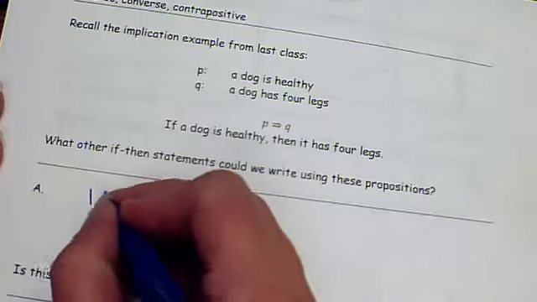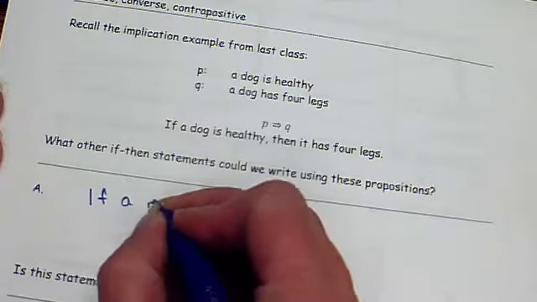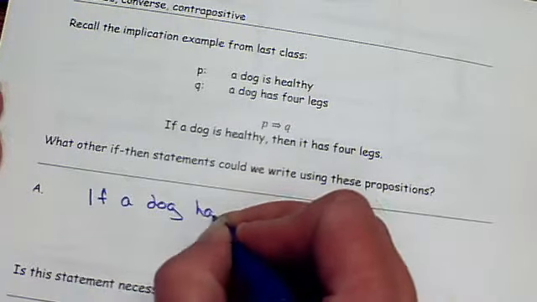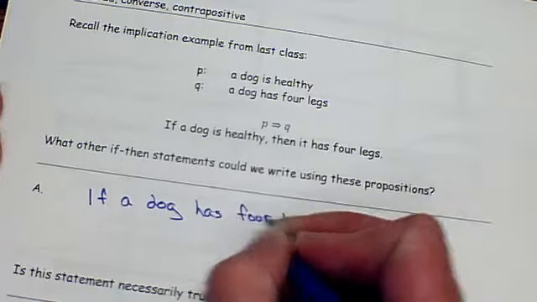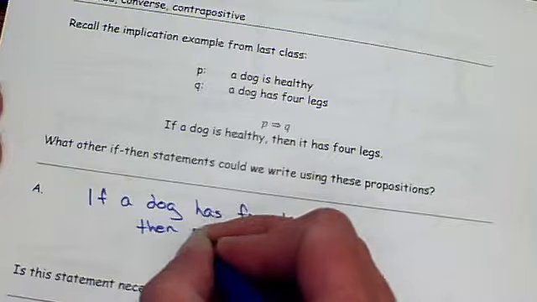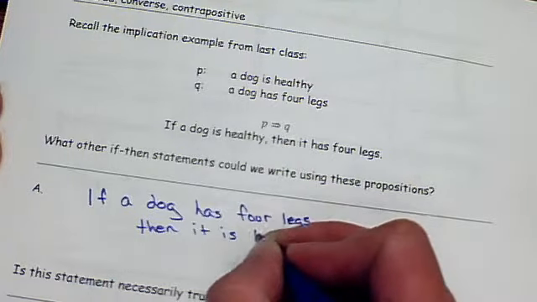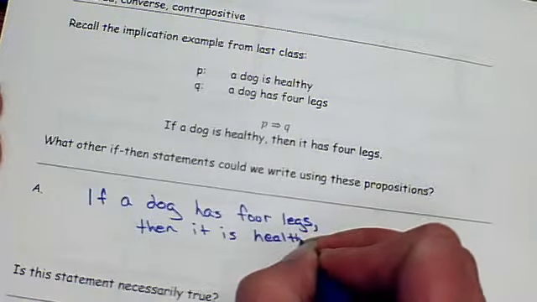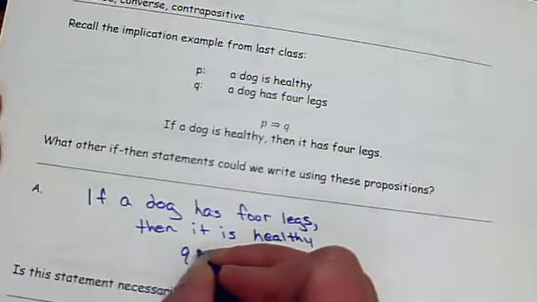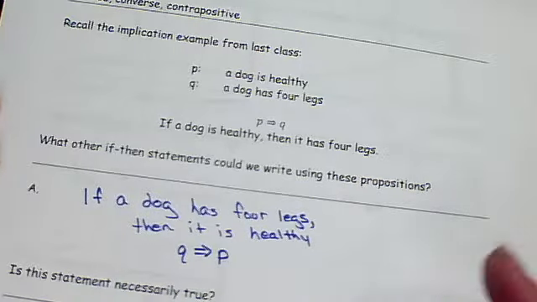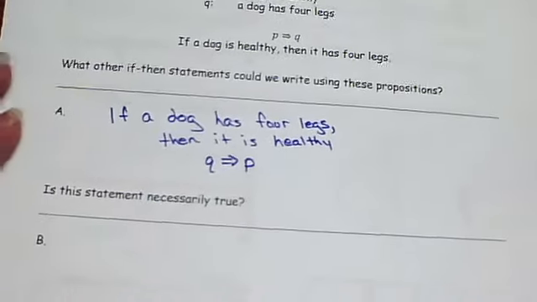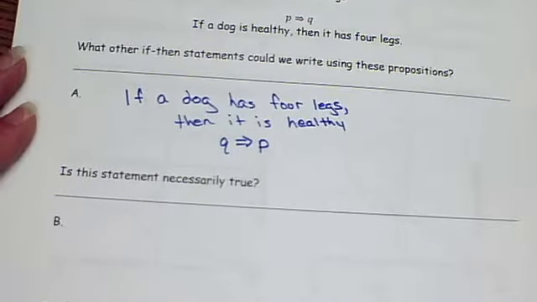What about if a dog has 4 legs, then it is healthy. So that would be really Q then P. Is that true? Sometimes. I've known plenty of dogs that have 4 legs that aren't healthy.